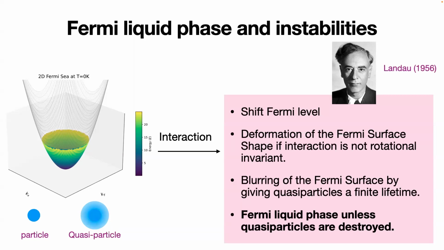But as long as the quasi-particles are well defined, with a much longer lifetime at zero energy, the Fermi liquid phase is still well defined. That means if we increase the interaction, a strong enough interaction can destroy the quasi-particles and destroy the Fermi liquid phase. That's the origin of the Fermi liquid instability. So this provides a physical picture.